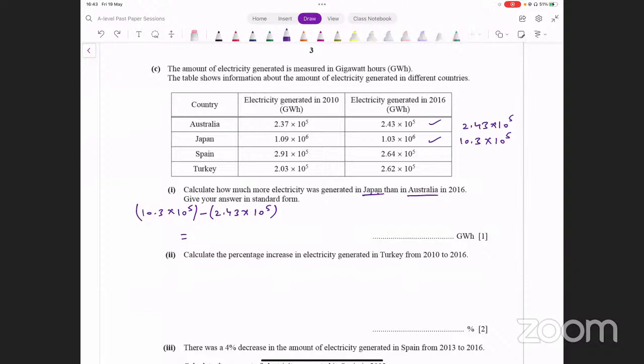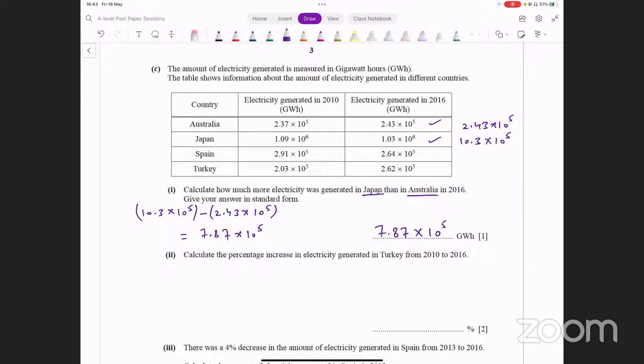This turns out to be 7.87. Now this is already standard form. इसमें आपको कुछ करने की जरूरत नहीं है. You just write your answer like this. Say this is 7.87 into 10 raised to power 5, and that's your final answer here.